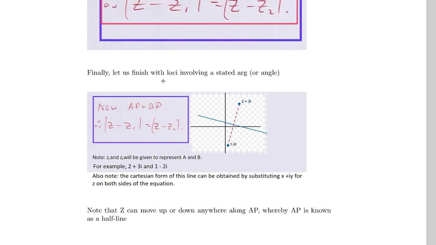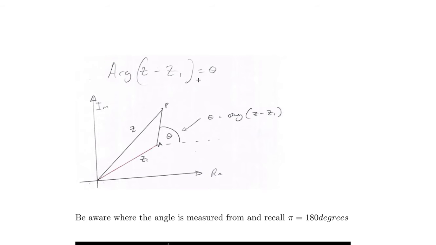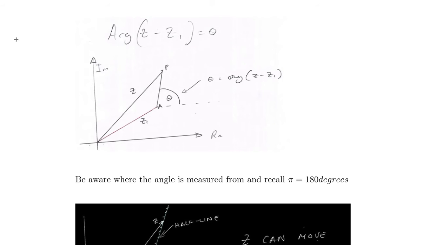Okay, so finally let us look at loci that involve angles or arcs. And this is what we're going to do. We're going to take a look at this circumstance here. So the argument, also known as theta, can be given, whatever is in here can be described as that argument. And what I'm going to do is take this z minus z1, which we're comfortable with, hopefully, because I introduced it, given something that's quite an interesting concept, a circle.